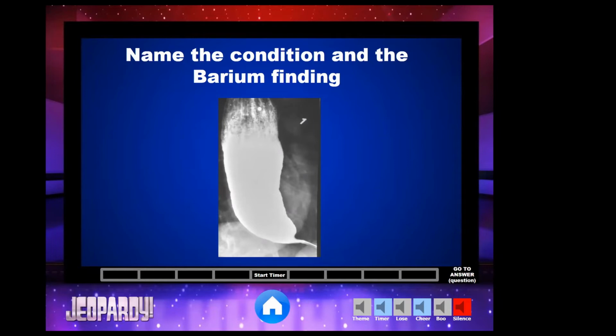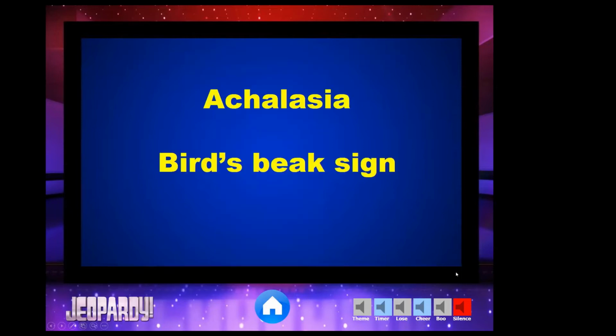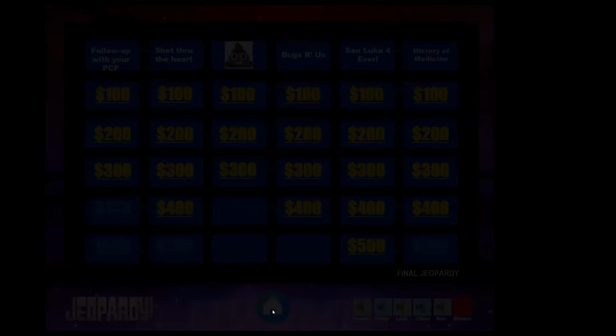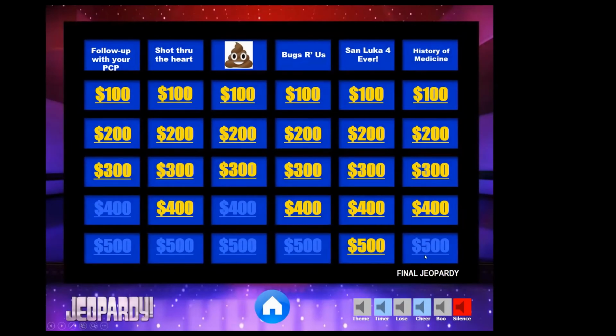So our group decided that the condition is achalasia, and the barium finding is the bird's beak sign. Yeah, bird's beak sign. That's it. Team 1 redeems themselves. Good job, but you still have a little catching up to do. Good answer. Team 2, Max.